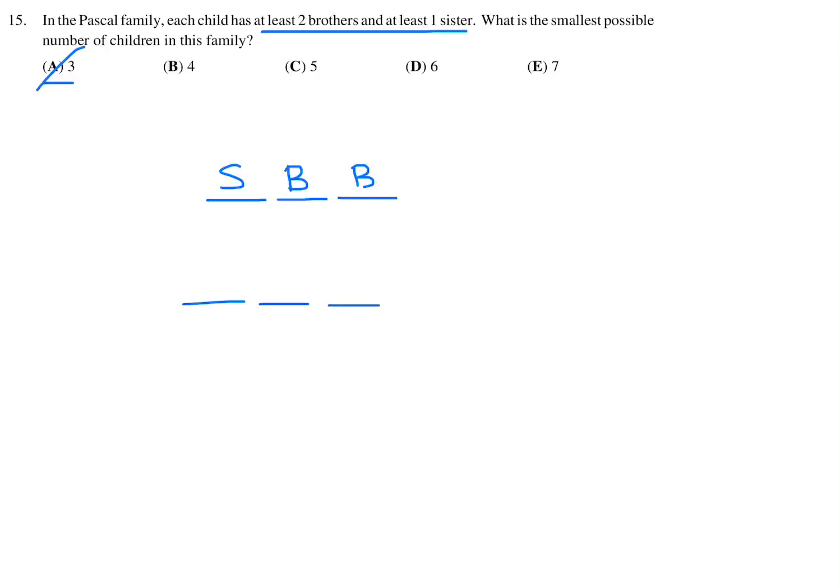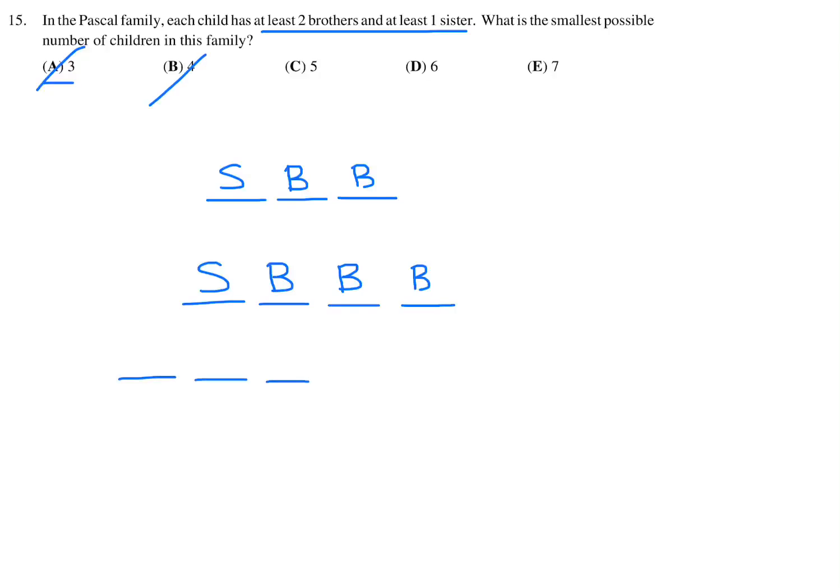Let's try 4 kids. Let's give it an equal brother and sister combination. Each child has at least 2 brothers. Well, this girl, she does indeed have 2 brothers. But this boy doesn't have 2 brothers. He has only 1 brother. So that makes me think that you're going to have 3 brothers for this to work. All right, no problem. Let's put in an additional brother and see if this works. This girl has 2 brothers. Great. This boy has 2 brothers. Perfect. But this girl, you have to have at least one sister, and she doesn't have any sisters. All right, no problem. 4's out.